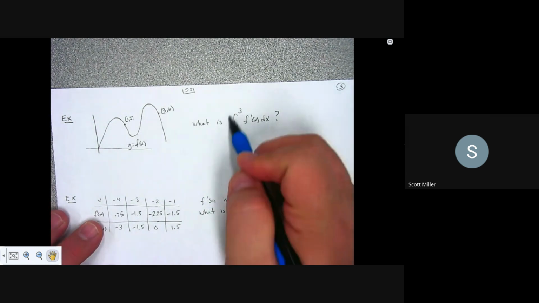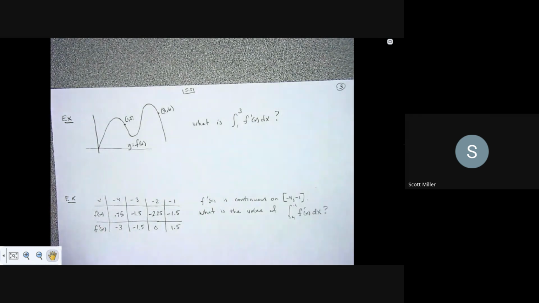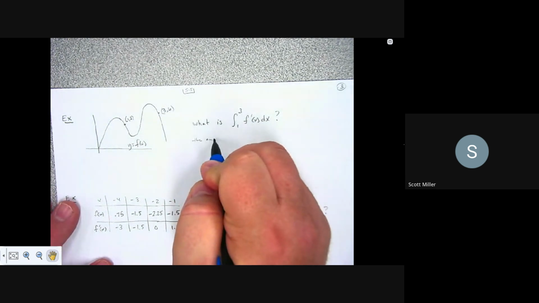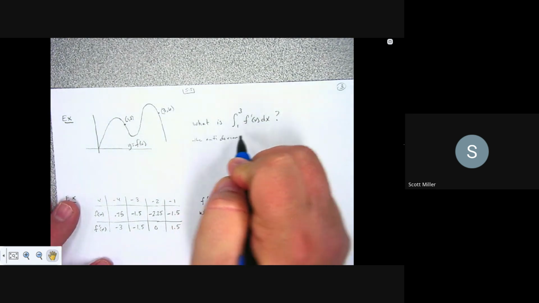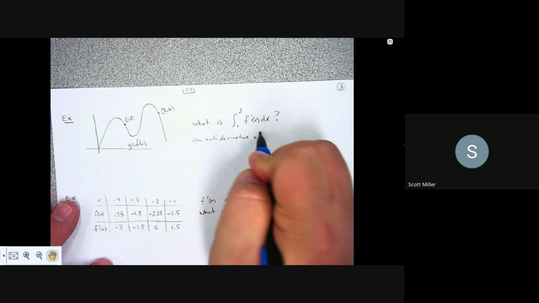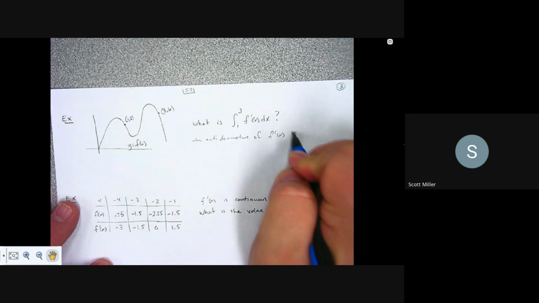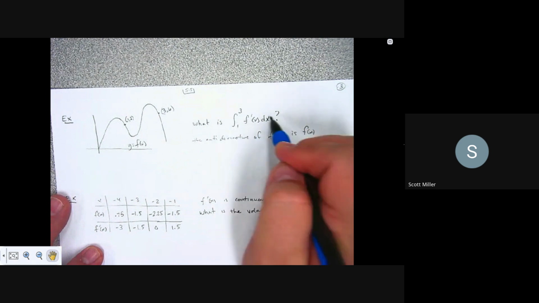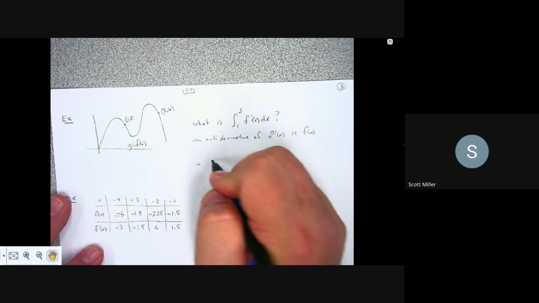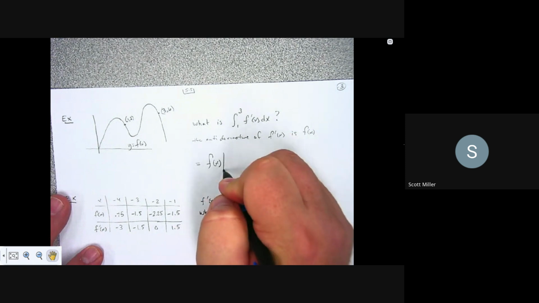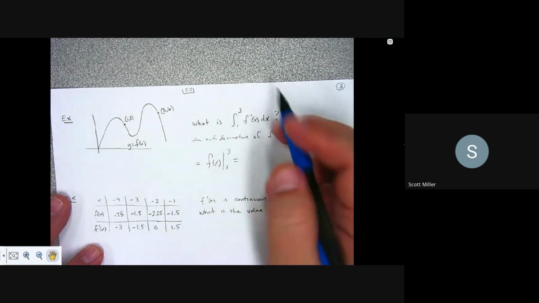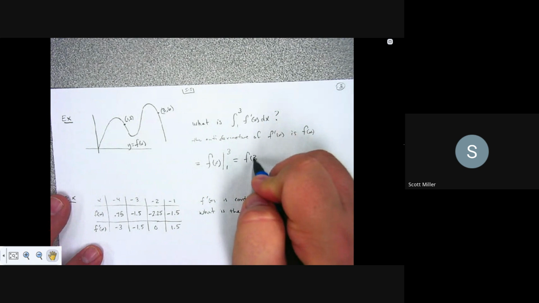So what does this mean? This is an antiderivative, right? So I'm asking, what is an antiderivative of f prime? Well, the antiderivative of f prime would be f. So I'm integrating a derivative, so this must be equal to f of x evaluated from 1 to 3. That's what that means. Well, upper minus lower, then this must be f of 3 minus f of 1.